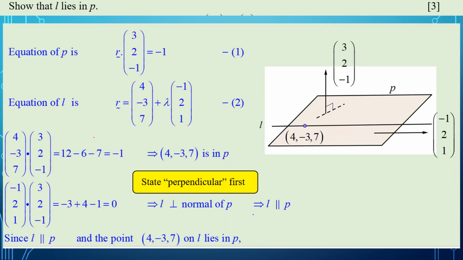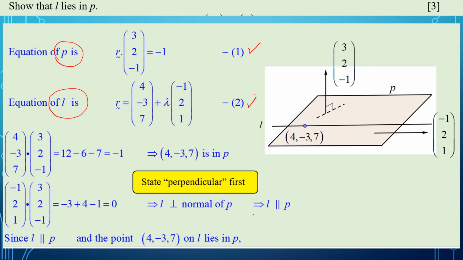First part, you need to show that the line L lies in the plane P. The equations are both given in Cartesian form. The first thing you need to do is change the equation of the plane P into r dot n equals p form. Similarly, change the equation of the line L into vector equation form.